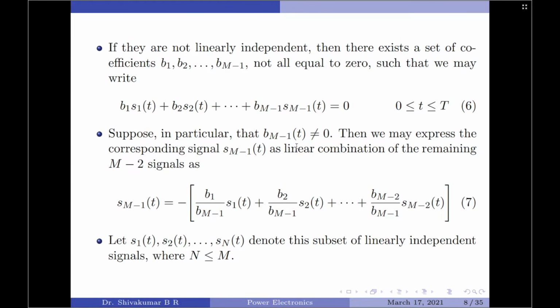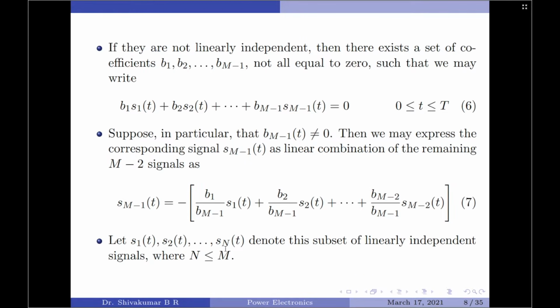Now, let us continue and test the remaining signals, that is S1 of t, S2 of t till Sm minus 2 of t for linear independence. And continuing in this fashion, at one point we will eventually end up with a linearly independent subset of the original set of signals, and let this linearly independent subset be represented by S1 of t, S2 of t, etc.